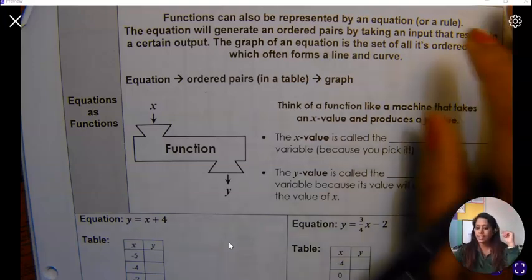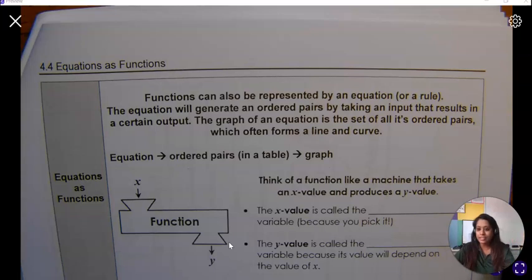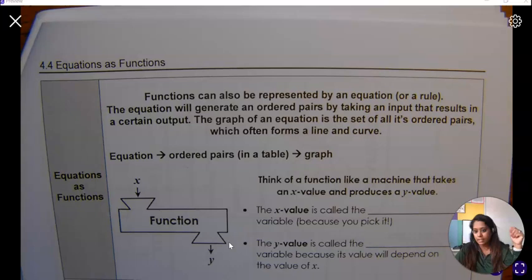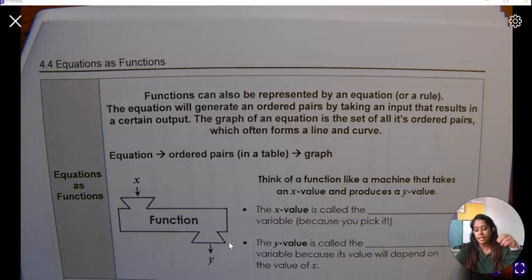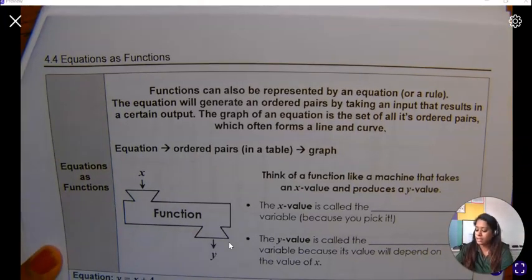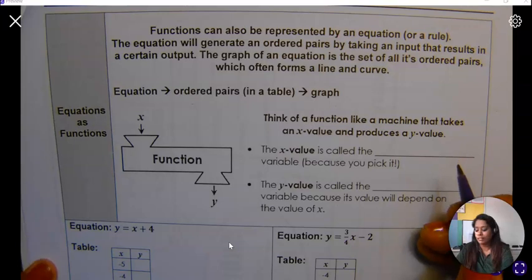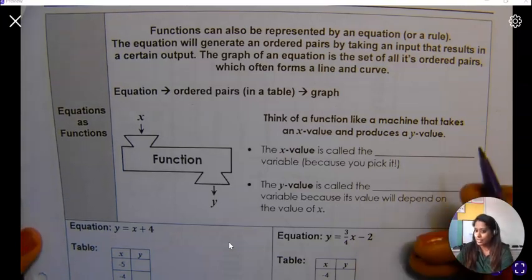Alright, here is the next lesson, equations as functions. In the last lesson, we talked about what a function is. Every input has to have its own output. You cannot have any x values repeating. So now we're going to move on to having equations as functions.